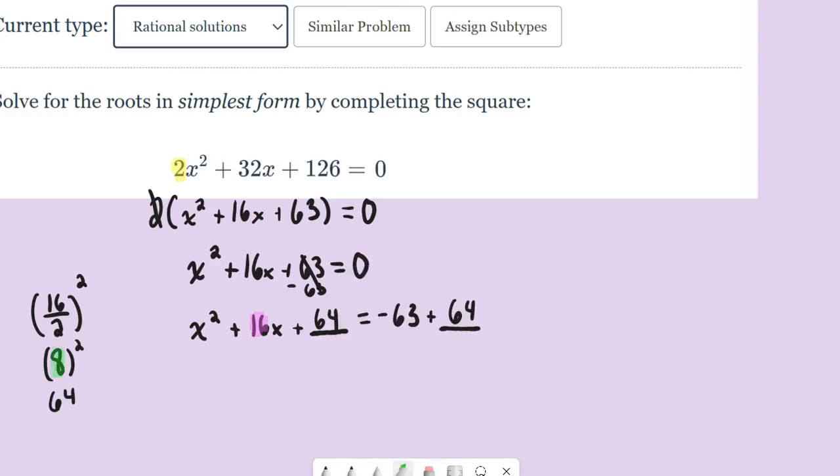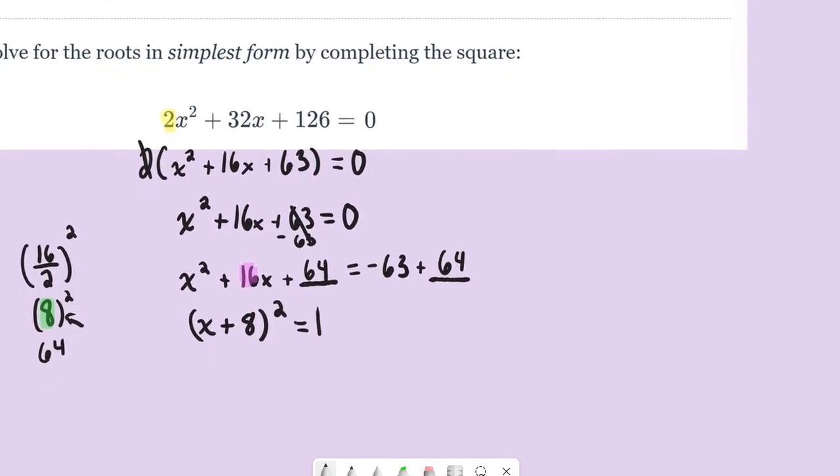Okay. Now what we're going to do is take this trinomial and rewrite it as a perfect square binomial. The way we do that is we take that 8, that value that we have right here, and that's going to be our binomial. So we're going to have x plus 8 squared. And now on the other side we got negative 63 plus 64, which is going to be positive 1. Okay, now we are just about here.